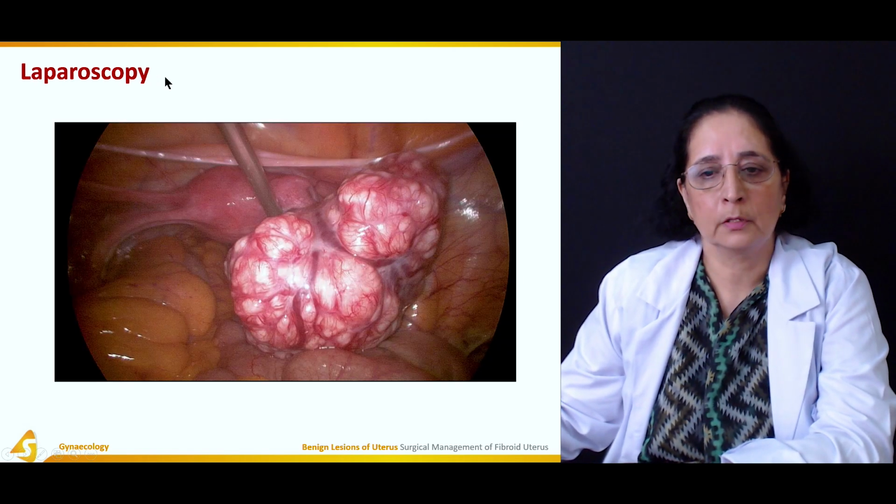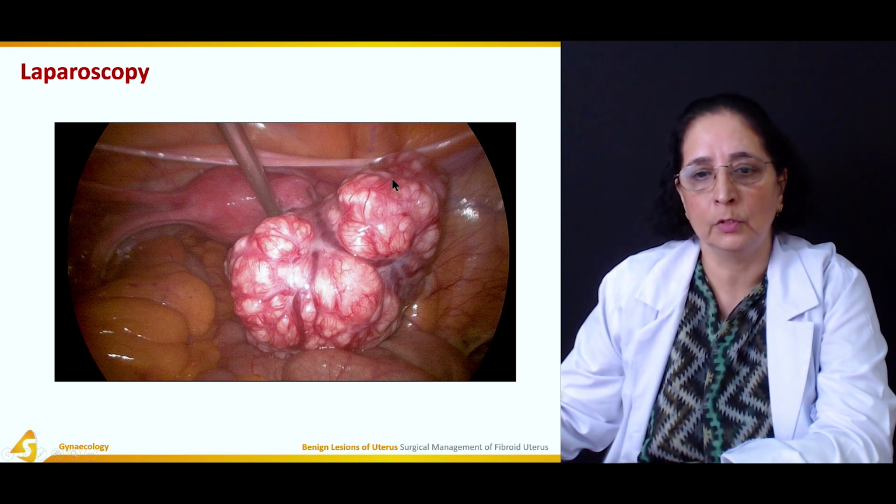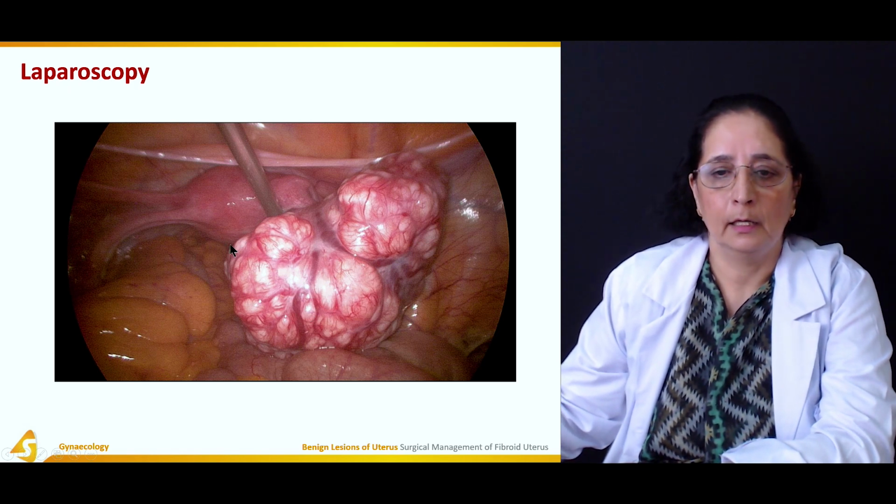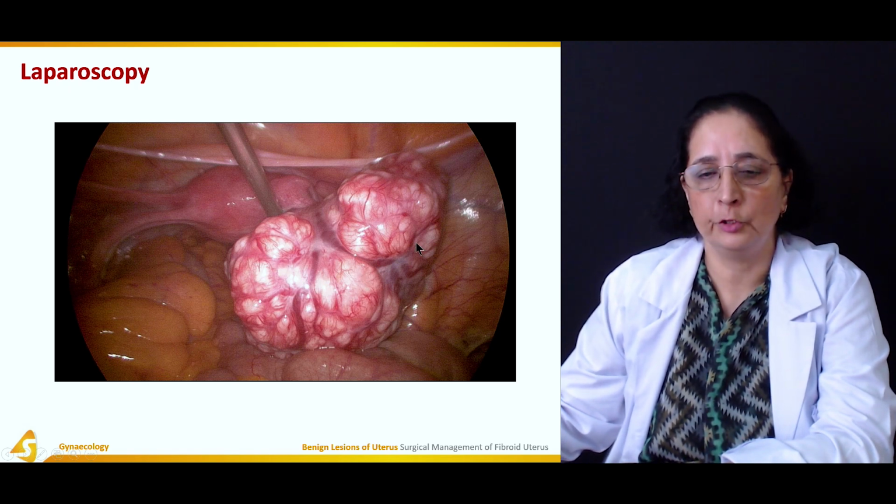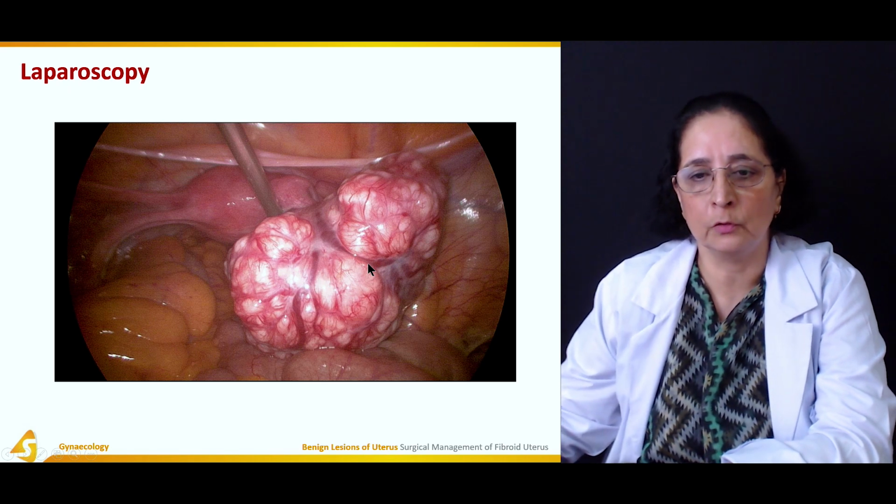This is laparoscopy. Laparoscope is inserted and these are the growths or fibroids present, and they are removed with the help of laparoscopy. Visualized directly with the laparoscope and then removed.